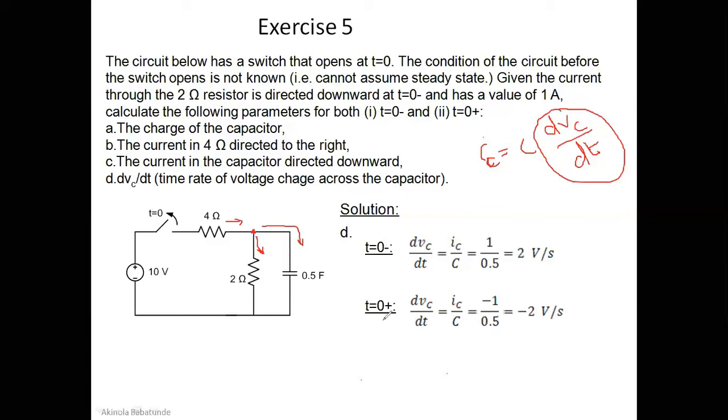After the circuit was opened, don't forget, IC was minus 1. We found IC to be minus 1 on the previous slide. So you have minus 1 over 0.5, and that gives you minus 2 volts per second for dVC/dt. So this is how to deal with questions like this, in case you have to work on them in a project or in an examination.